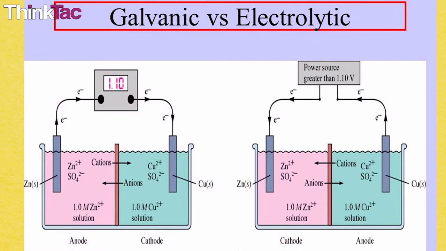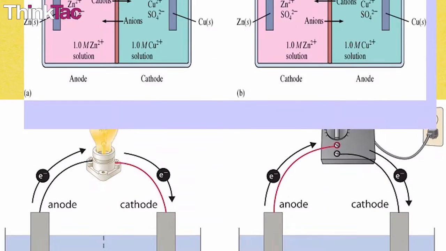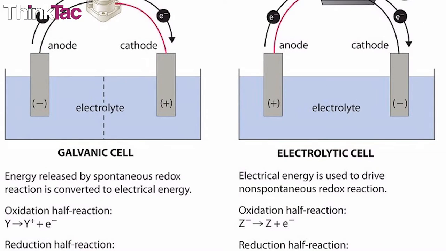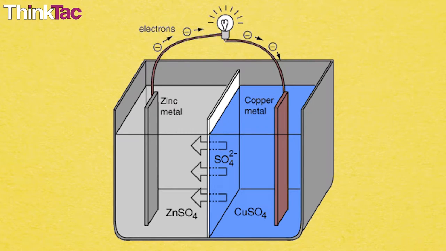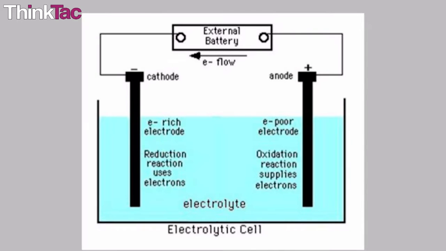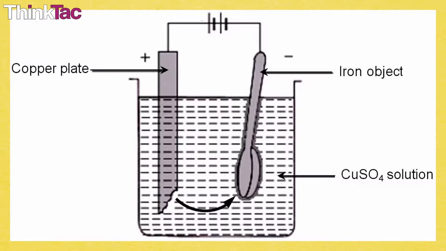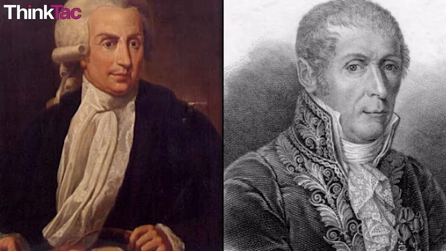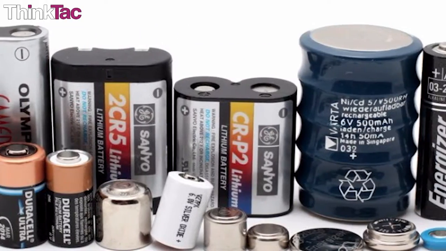The difference between a voltaic cell and an electrolytic cell. If you compare the diagrams of a basic voltaic cell and an electrolytic cell, you will find them to be very similar. However, there's a key difference between the two cells that should never be forgotten. This difference is explained below.